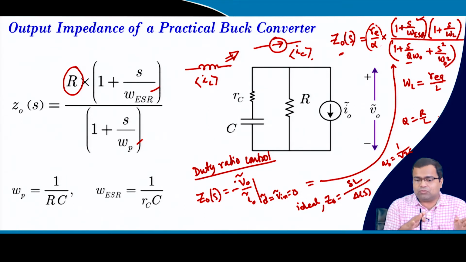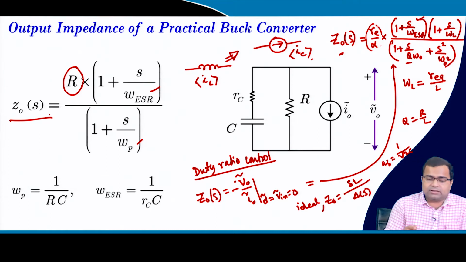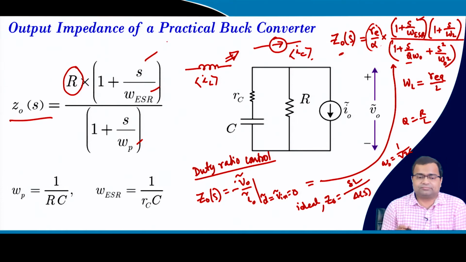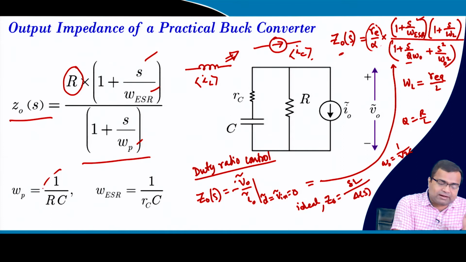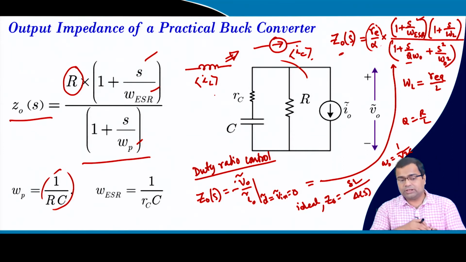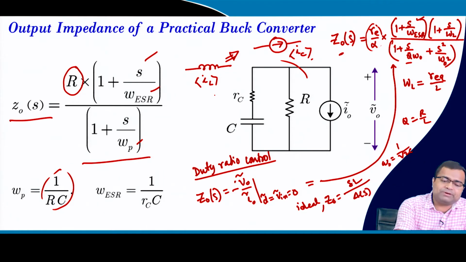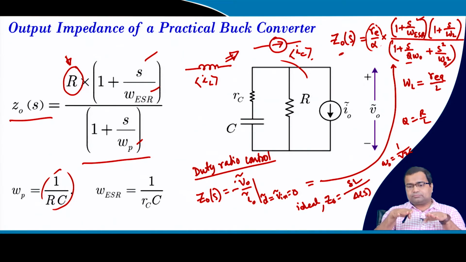But when you close the current loop, then the output impedance is different, drastically different. Your ESR 0 is there, but the pole becomes a single pole like a first order, and the pole is a function of 1 by RC because this branch looks like an RC circuit. But what is the problem? The output impedance, you see, its DC value is load resistance dependent.